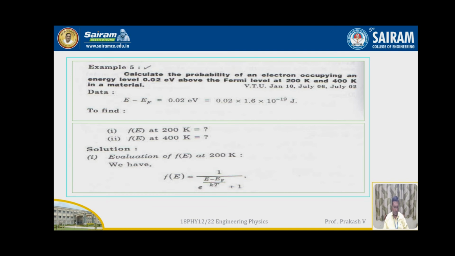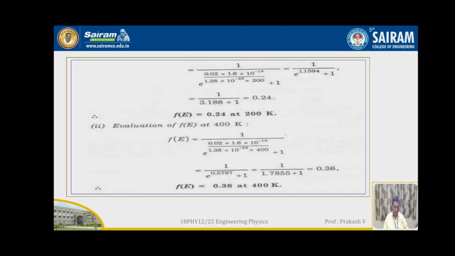minus 19 joules. So here we have to find out what is the value of f of E at 200 Kelvin and the value of f of E at 400 Kelvin. So now let us take up the data at 200 Kelvin. We know that f of E is equal to 1 by e to the power of E minus EF by kT plus 1. So this is the formula for calculating f of E.